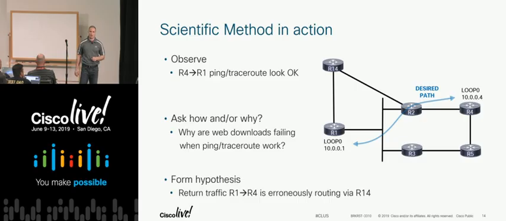Some of you may have a hypothesis already. Maybe it's the same as mine. Maybe we think that with R1, there's some kind of asymmetric routing where R1 is preferring a path through R14. Does anyone think that might be the possible cause? Especially after we did some security updates on R14?